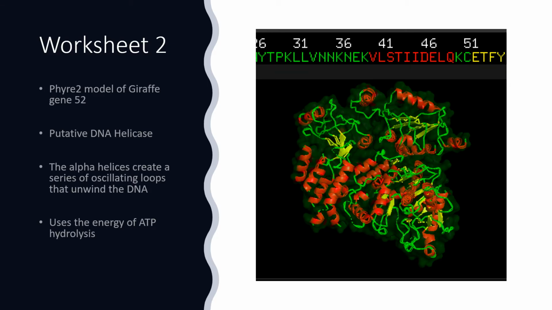Next, I worked with the Fire2 modeling program to visualize a predicted protein sequence based on the amino acid sequence. This was helpful for working with gene 52 of the draft genome, as the crystal structure is not known yet. This gene codes for a putative DNA helicase, and PyMol allowed for secondary structure analysis that revealed multiple alpha helices that create a series of loops for unwinding DNA.